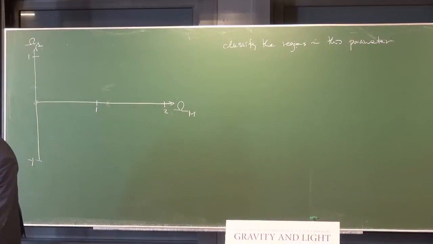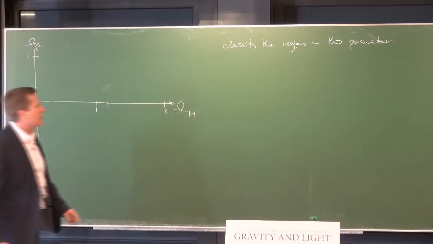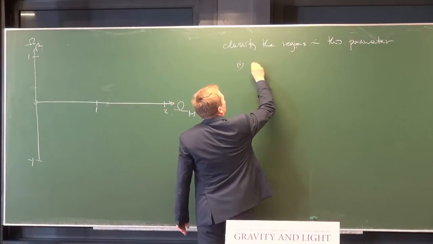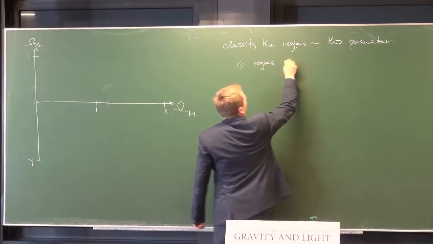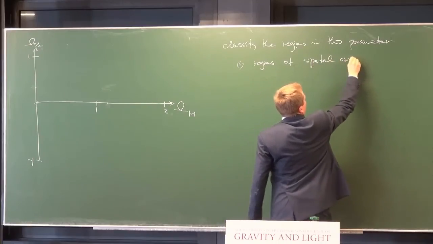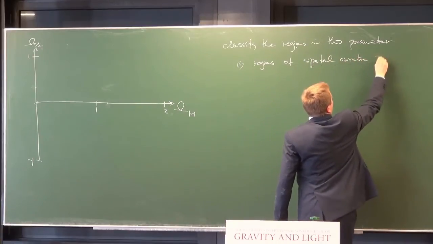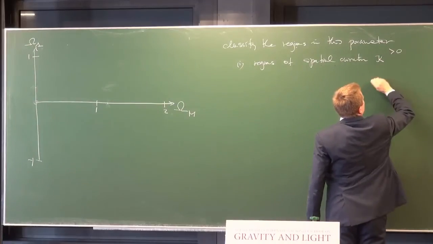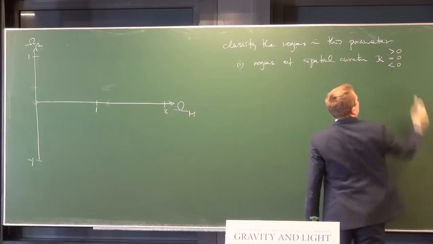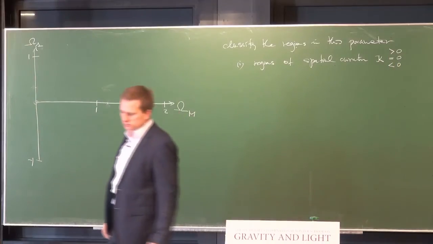Right, so classify the regions in this parameter space. And the first thing you could ask is, consider regions of spatial curvature kappa either greater than 0, but I would also like to know the region where it's less than 0, and I would like to know the region where it's equal to 0.